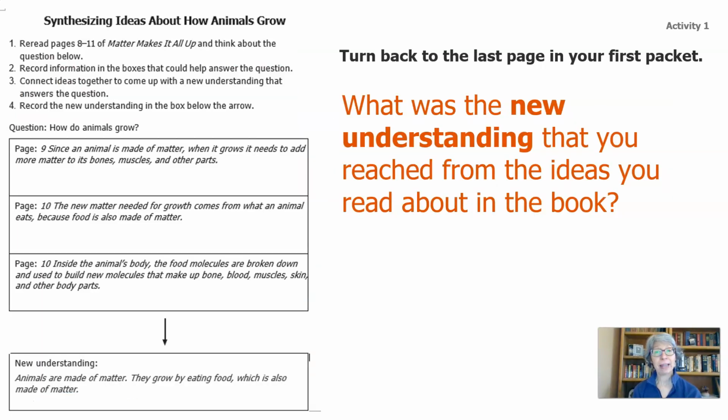So if you have that last packet, go back to that last page. If you don't, you can just follow along. What was the new understanding that you reached from the ideas in the book? Some of you said animals are made of matter. They grow by eating food, which is also made of matter. Feel free to pause the video and review this packet sheet and join us when you're ready.